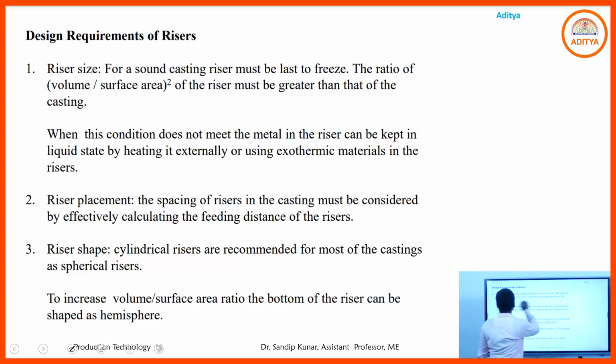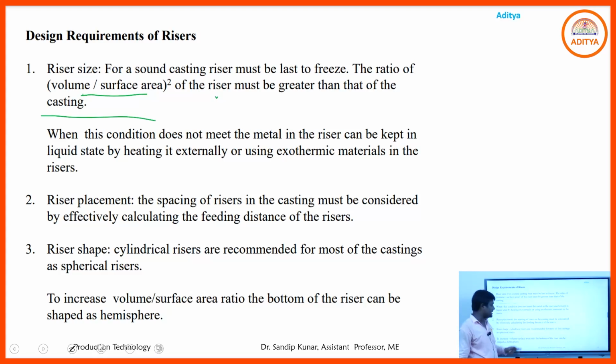Okay, means the ratio of the volume to the surface area of the riser must be greater than that of the casting. Means maybe extra metal is required. So that's why the ratio of the volume to the surface area square of the riser must be bigger than the casting. That is a very important condition.